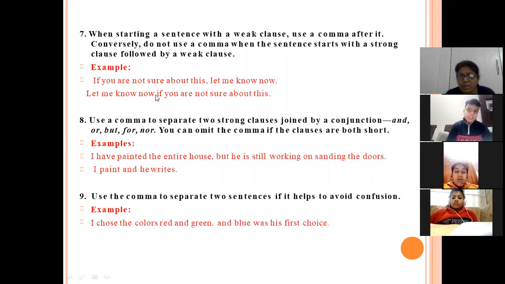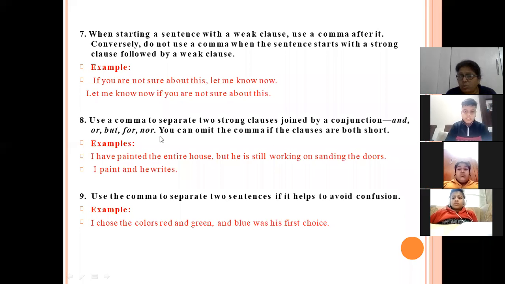Because हमने यहाँ क्या लिखा है? देखो, let me know now if you are not sure about this. So this is your strong clause. So here we are not using any comma. Next, when two strong clauses are joined by a conjunction, and, or, but, for, or nor, you can omit the comma if the clauses are both short.